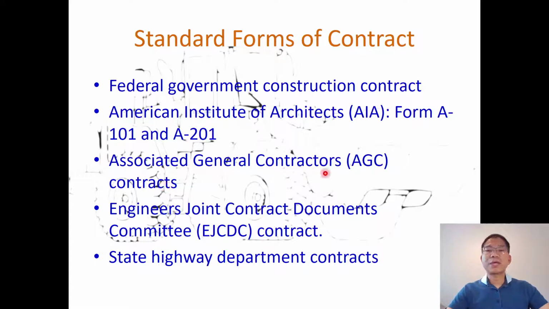The Associated General Contractors also have their AGC contract, and the ASCE has the Engineers Joint Contract Documents Committee contract. And then state highway department contracts, like FDOT, have their own contract form. So those are the types of contracts and standard forms that you see in the US construction industry.